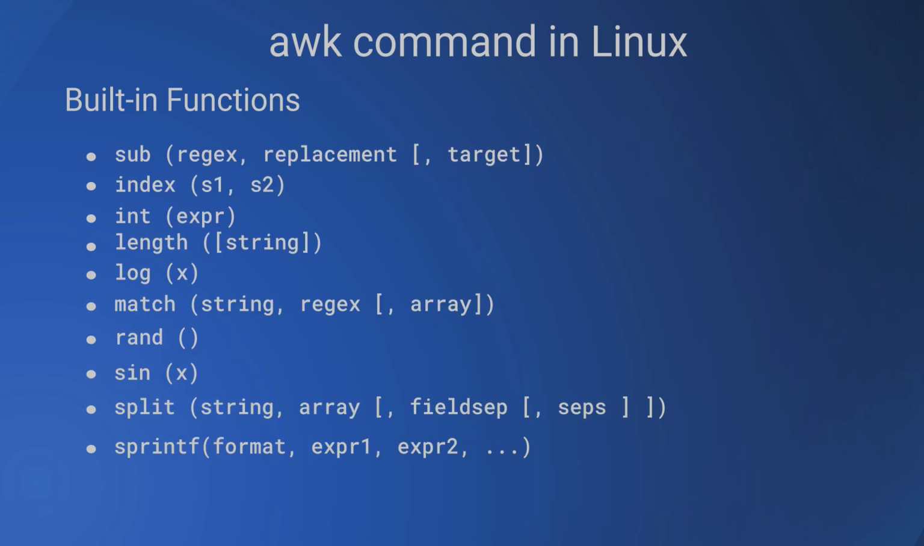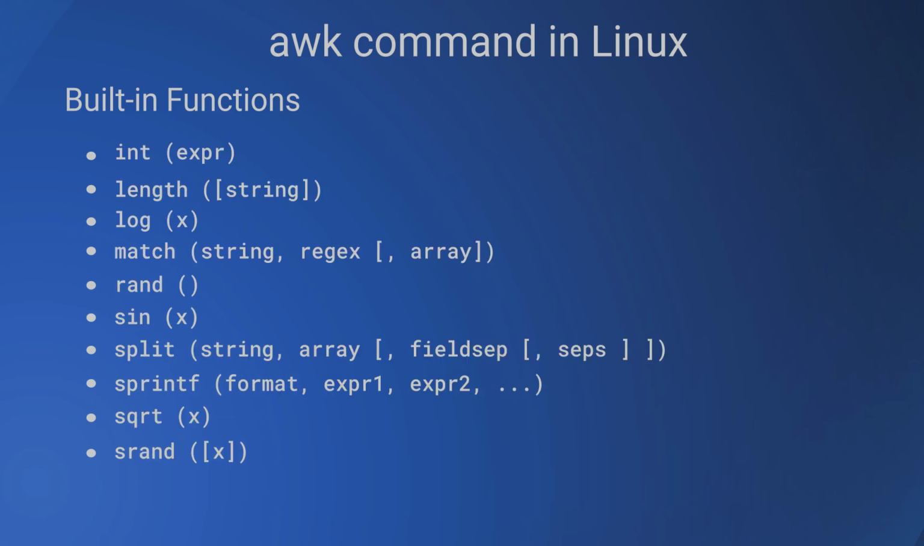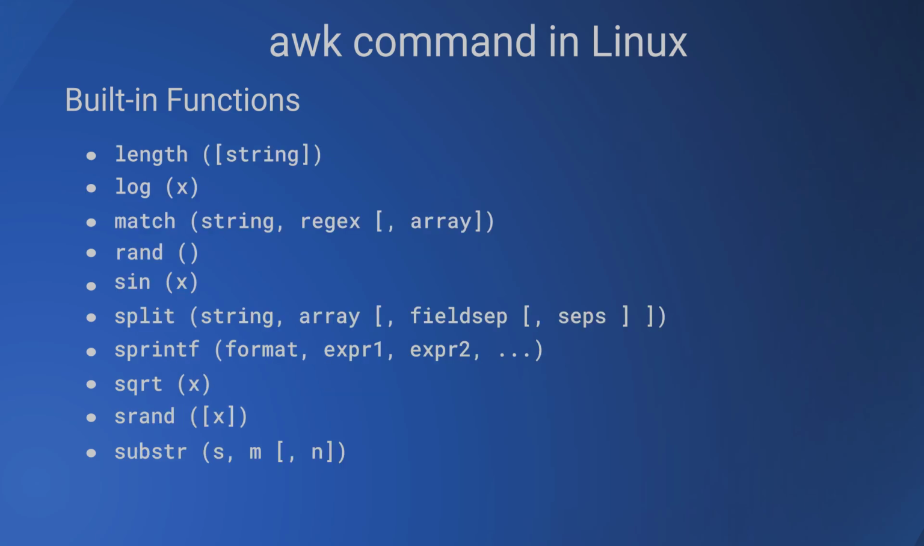Next is the familiar sprintf(format, expression1, expression2, ...). sprintf returns the string which would have been printed by printf with the same arguments. Of course, as sprintf doesn't print, it only returns the string. sqrt(x) gives the square root of x. srand(x) sets the seed of the random number generator. If x is not given, the current system time is used.